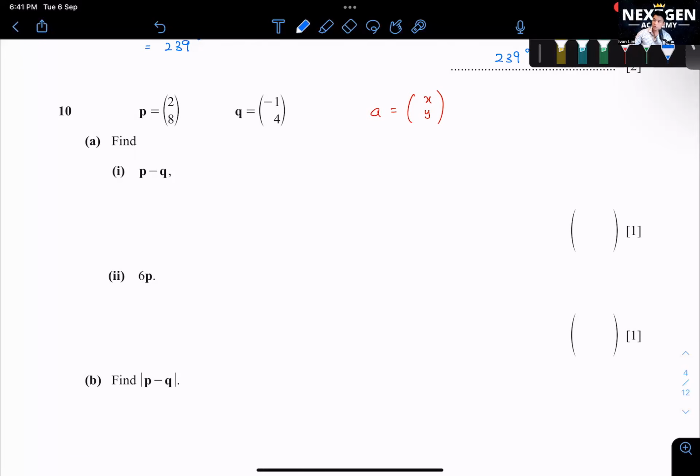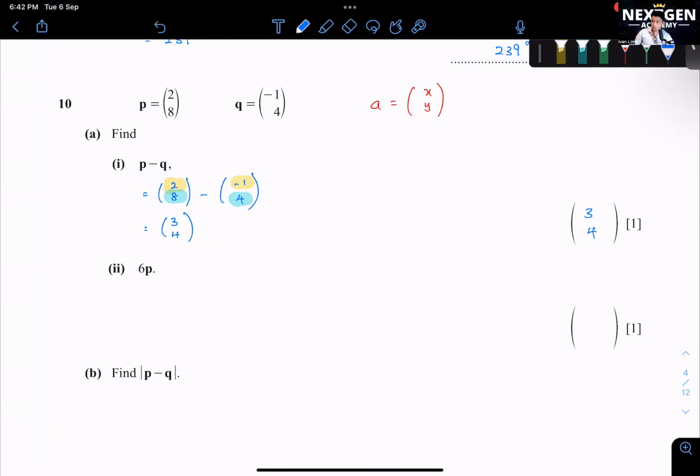Okay, so P minus Q, how do we write it? You write like this: (2, 8) minus (-1, 4). The up one will only be with the up one. Your down value will only be with the down value. You're not doing any multiplying or fraction or whatever. It's literally just plus or minus only. So 2 minus 1 equals 3. 8 minus 4 is 4. Therefore it will be (3, 4).